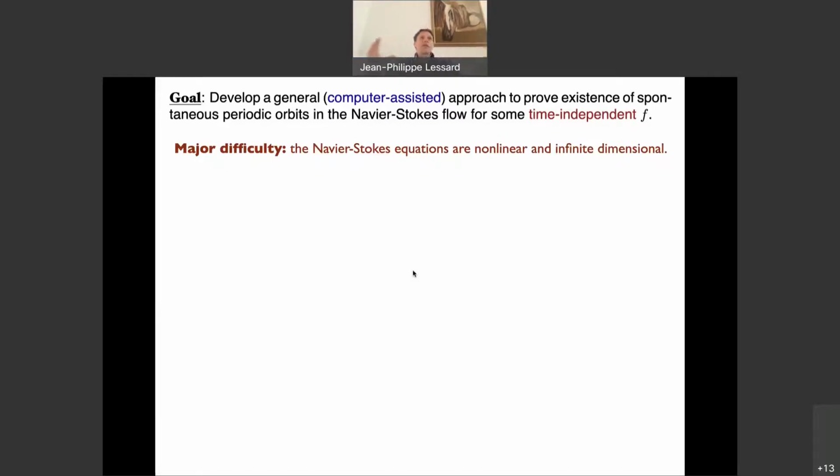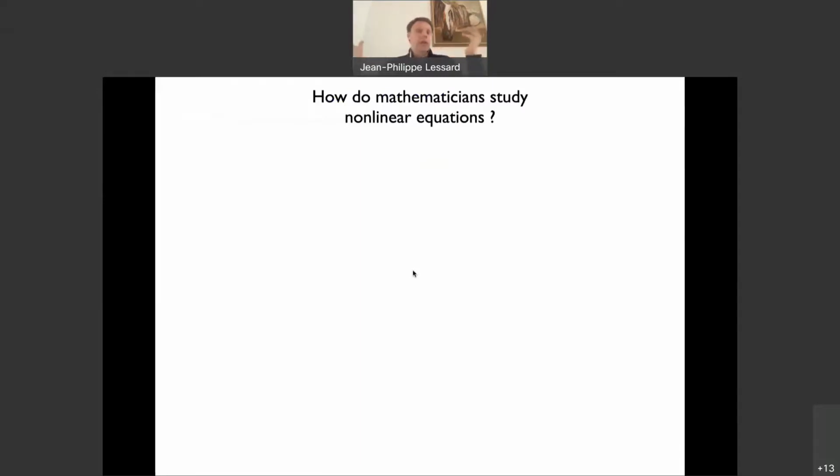So now imagine that you moved to infinite dimensions, and then you are in infinite dimensional function spaces, then that's even harder, right? So how do we, as mathematicians, face these kind of questions? How do we study these nonlinear equations? They could be finite dimensional or they could be infinite dimensional. Now I am going to step out a little bit of Navier-Stokes, and I'm just going to ask these very general questions, right? So how do we do that?